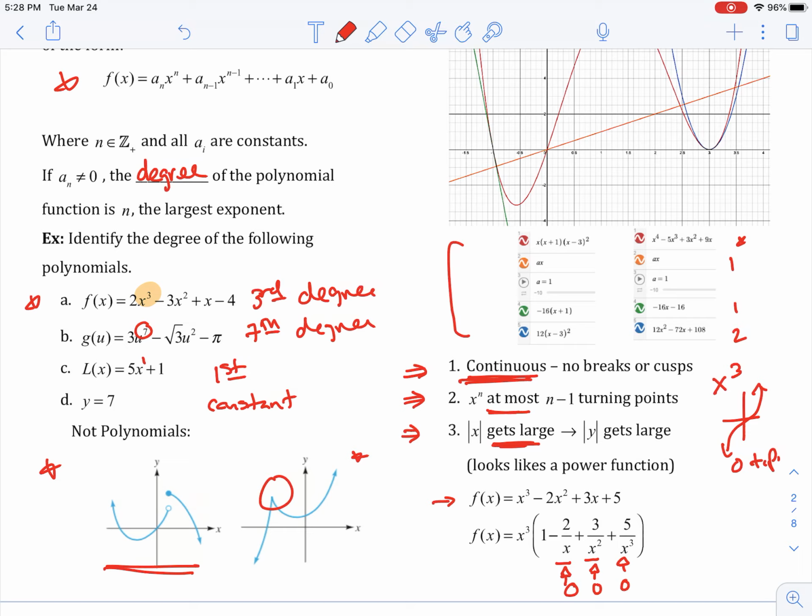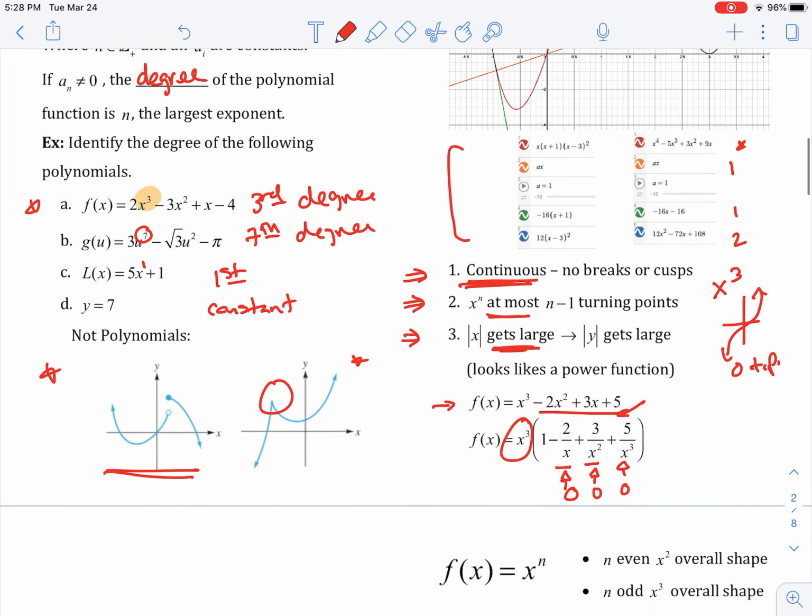So over a very large domain, as x gets very, very, very big, this whole quantity here is basically going to go out towards 0, and this x cubed is what is going to take over. So the highest degree is the overall idea of what that polynomial function is going to end up looking like. The rest of these terms basically become irrelevant over a very large domain as x gets very, very, very big. Okay?